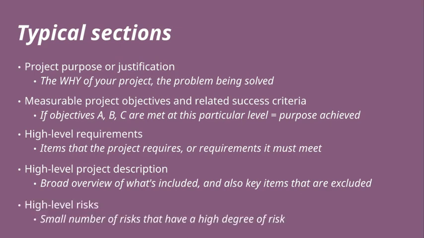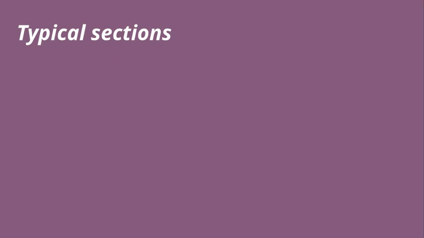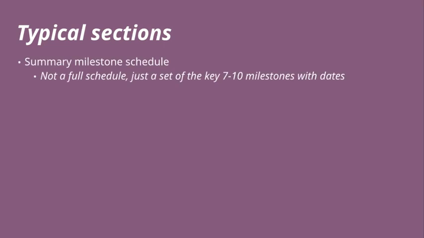High-level risks are the small number of risks that have been identified as having a high degree of risk, either through their high likelihood or high impact, or both. We also have the summary milestone schedule, which is a set of 7 to 10 milestones. Note at this point, a full schedule is not included. It's just a milestone list with estimated dates.